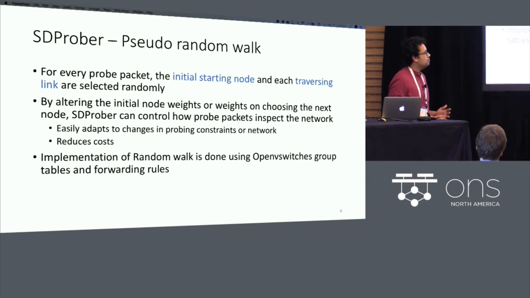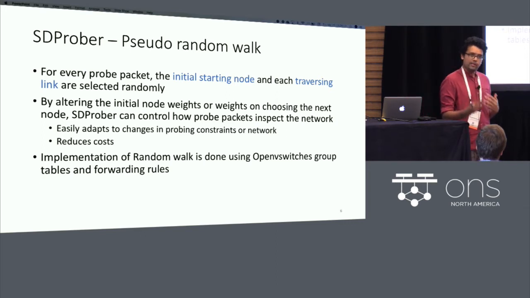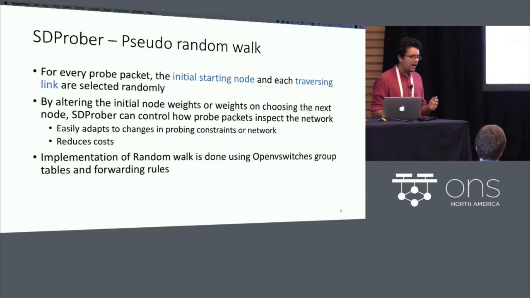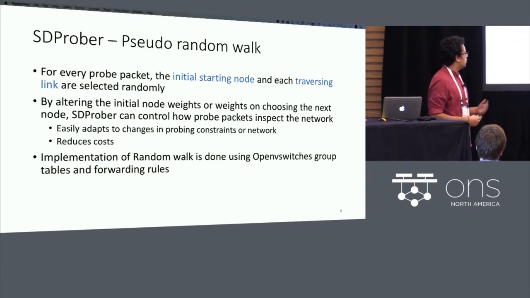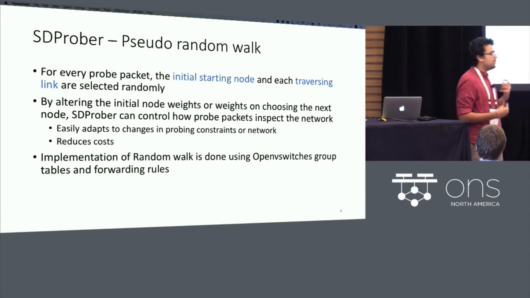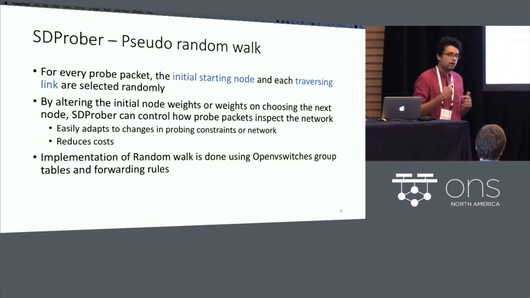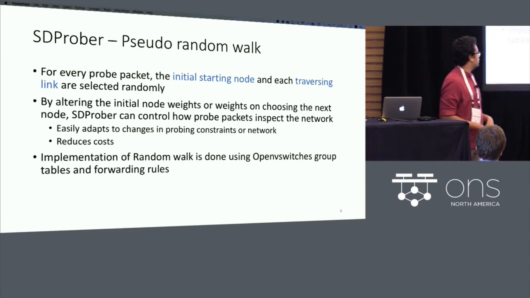This is very important because the system is able to adapt to changes in the probing constraints given by the network operator, and it is also able to adapt to changes in the network. Moreover, it reduces costs because the same probe packet can be used to conduct multiple measurements in the same network.